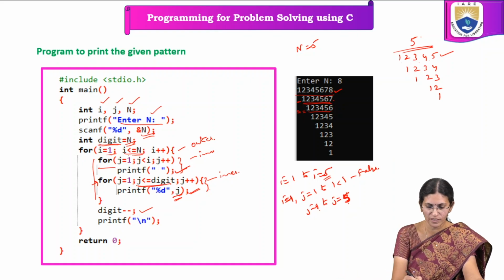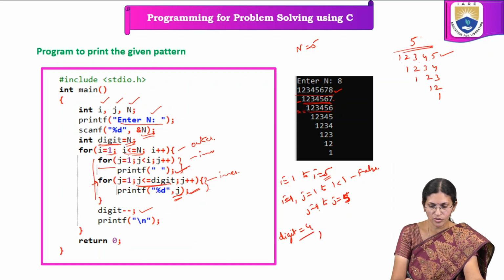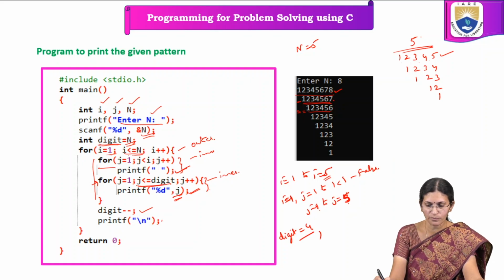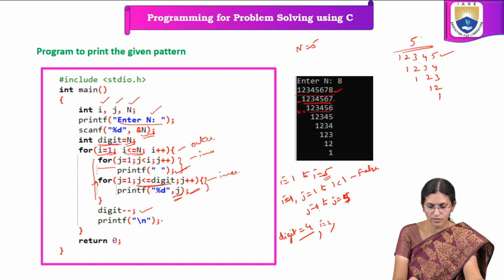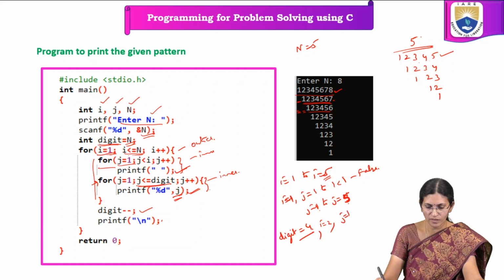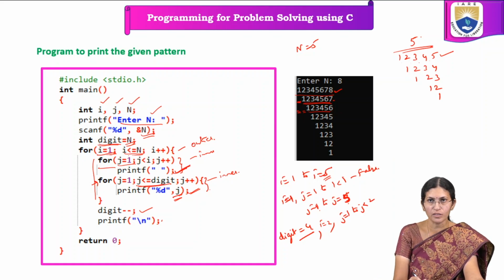Digit was previously n, that means 5. Now it is equal to 4. In the next iteration, the cursor will move to the next line and control is transferred here. It will start printing from here. Now for i equal to 2, digit is 4 now. j is equal to 1 to j less than i, that means 2, so 1 space is printed here. So this statement will be executed one time, and then control is transferred here.